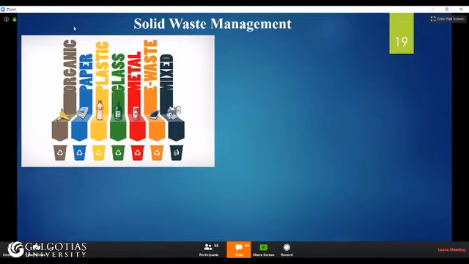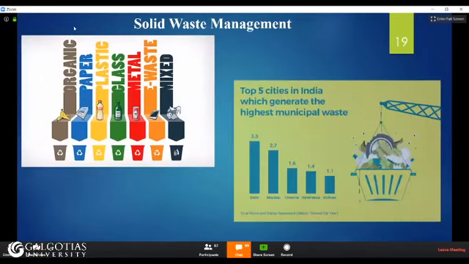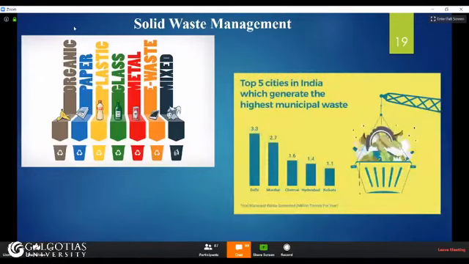So these are some of the various color representations of what waste has to be dumped into what. And then, as I said, the top five cities in India which generate the highest municipal waste, in which Delhi stands first and Kolkata stands at the end. That's one of the statistics which we got from the central government agency.